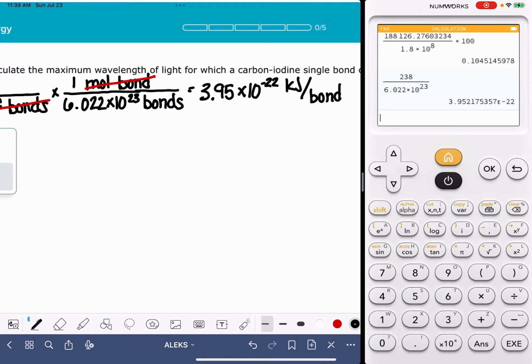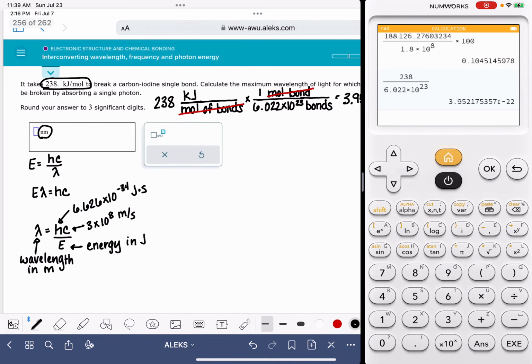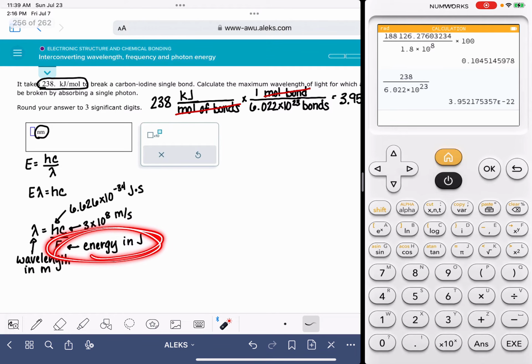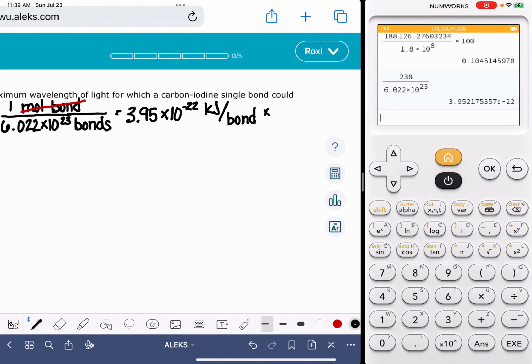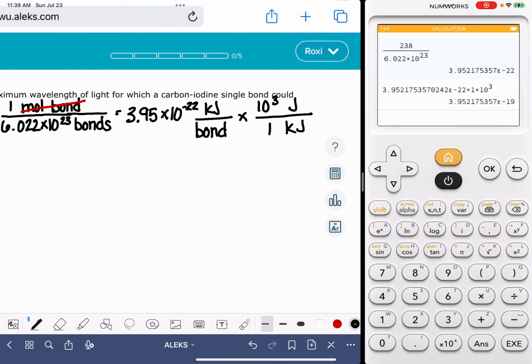Remember that in this equation that we're using, our energy needs to be expressed in joules, not in kilojoules. So we're going to need to do one more unit conversion here, where we convert from kilojoules into joules. One more unit conversion where we want to cancel out kilojoules, convert into joules. Kilo is the prefix for 10 to the 3. And that's going to give us an energy of 3.95 times 10 to the negative 19 joules per bond.